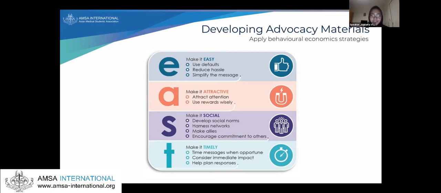So then people will stop thinking of it as important. So use rewards for things that you think are the most crucial in your advocacy. And the next tip for advocacy is to make it social. People are more inclined to follow something that is also followed by everyone else, especially everyone in their community.